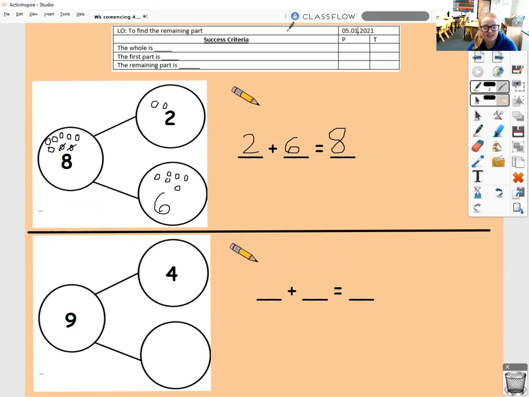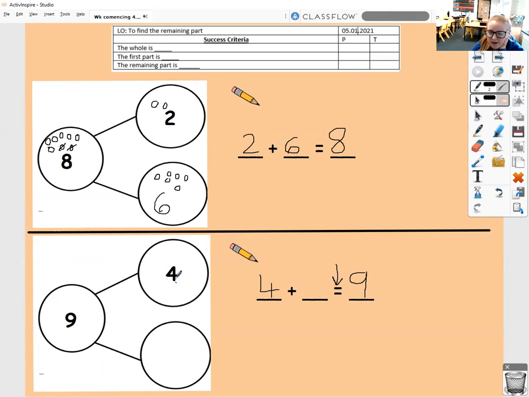Fantastic. So let's have a look. Our whole is 9. I've got it written out for us there. Where do I put my whole in this number sentence? My equal sign is here, these are my 2 parts, so my whole is 9. My first part is 4. It's already told me. I need to find my remaining part.